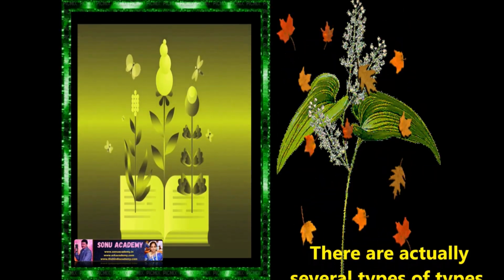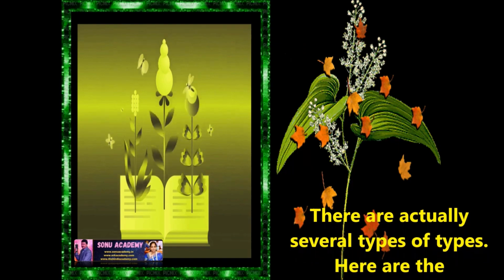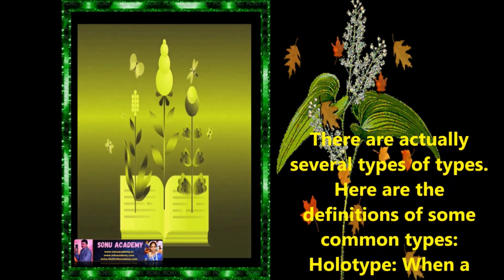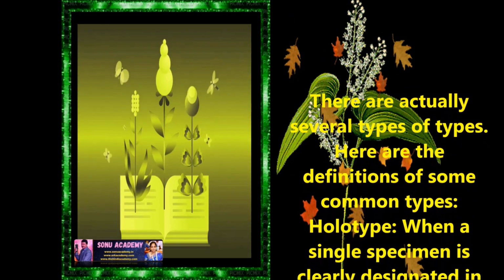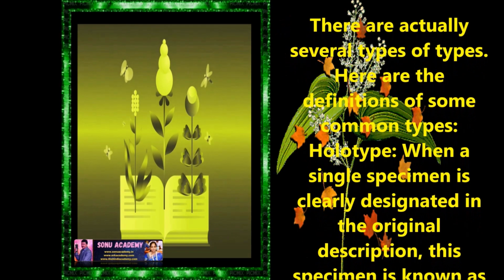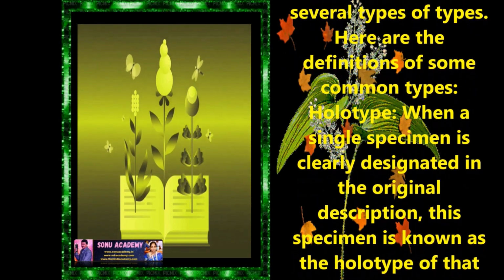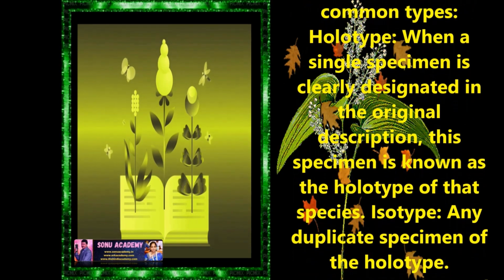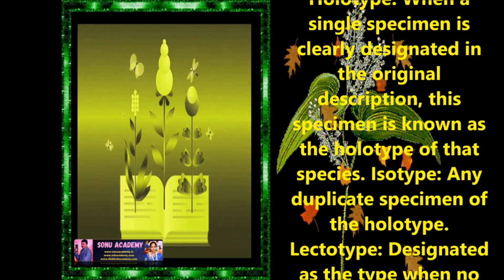Now let us discuss the types of types. There are actually several types of types. Here are the definitions of some types. The first one is holotype. When a single specimen is clearly designated in the original description, this specimen is known as the holotype of the species. The next one is isotype, any duplicate specimen of the holotype.